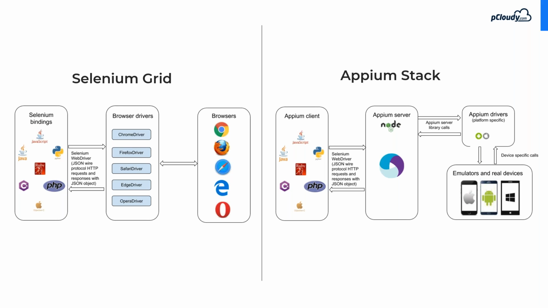Similarly on the Appium side, Appium does the same thing, but the Appium client interacts mainly with the Appium server, and the Appium server further interacts with the respective drivers based on the request, whether it is a request for the iOS or the Android driver. Based on that, the driver communicates further with the emulators and the real device labs. So that's a quick look at how Selenium and Appium work.